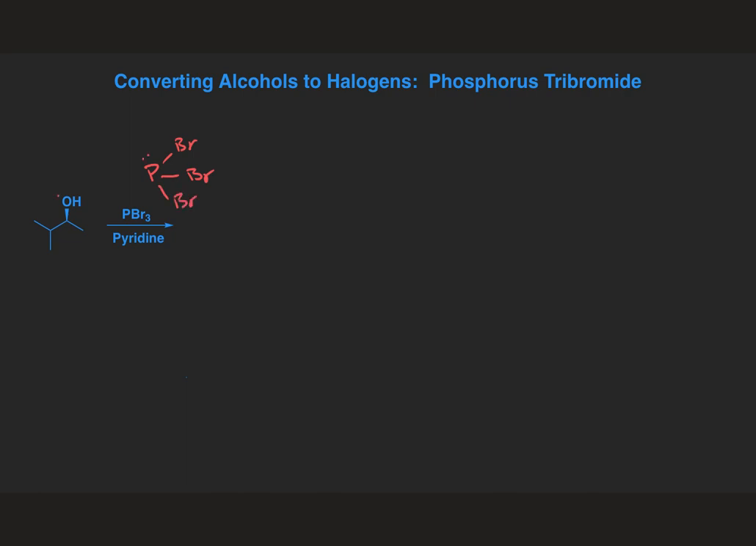And oxygen has some lone pairs. It's going to donate electrons to that phosphorus, and that Br is going to get kicked off, very similar to an SN2 type reaction, but this time it's occurring at a phosphorus atom instead of a carbon atom. And that's going to give us an intermediate. It looks like this.